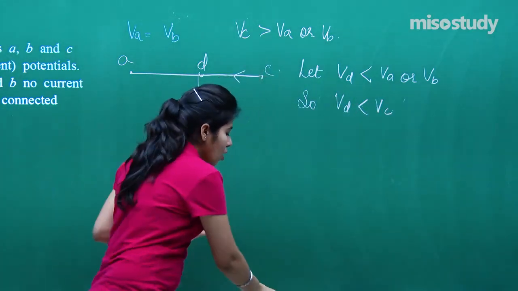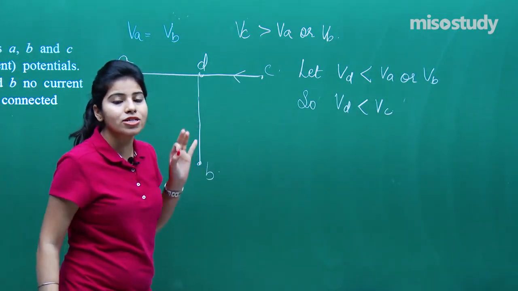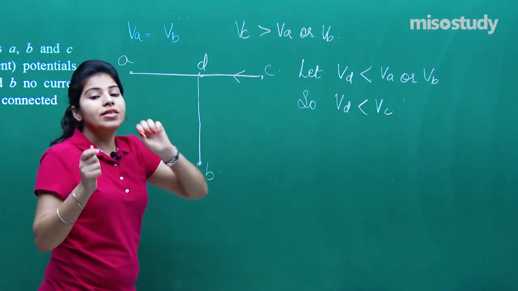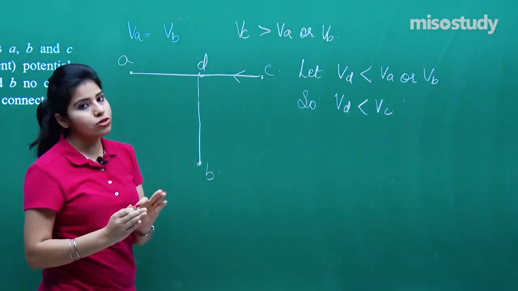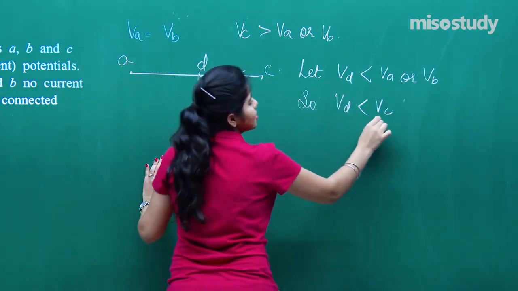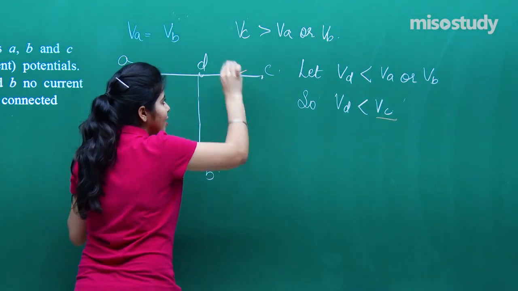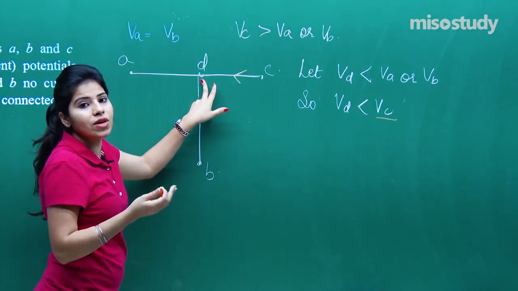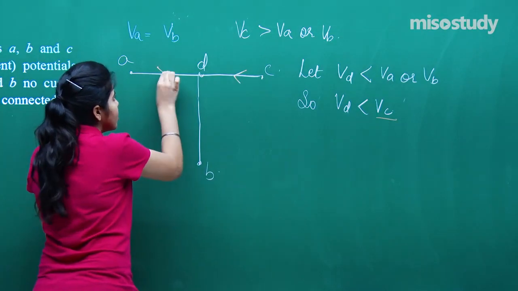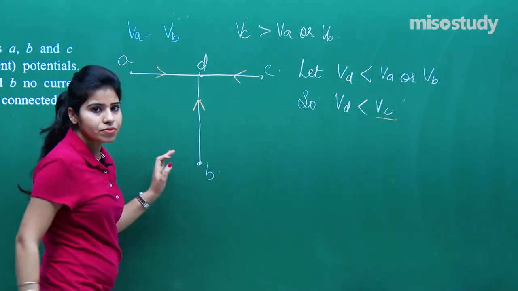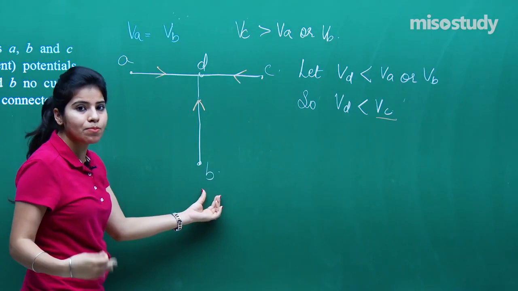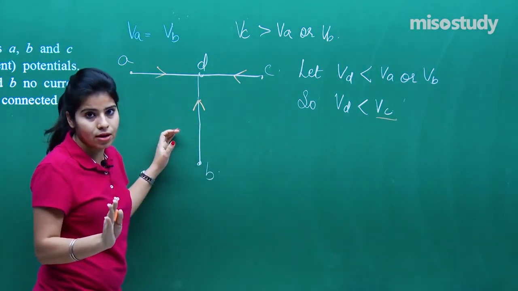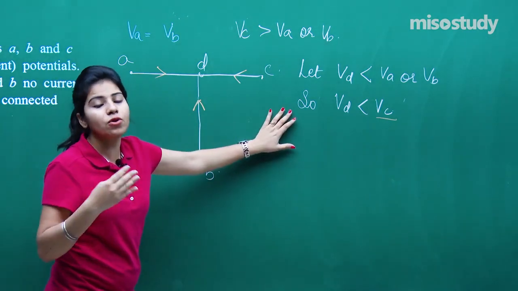Now if I want to draw the directions of current in this circuit, the current always flows from maximum potential to lower potential. Because C is greater, the arrow will be like here. At point D, because VD is less than VA and VB, the current will be flowing from here, again from here, because B and A are at higher potential, as we have supposed. This was an assumption from our side.